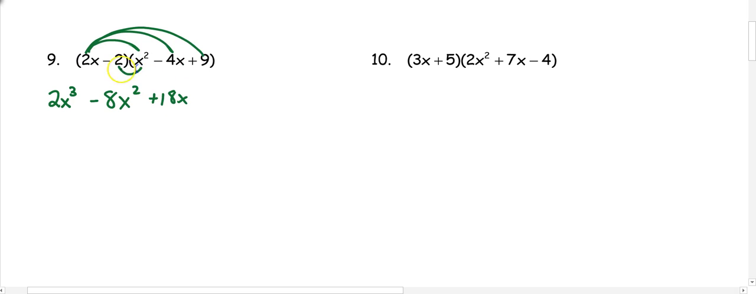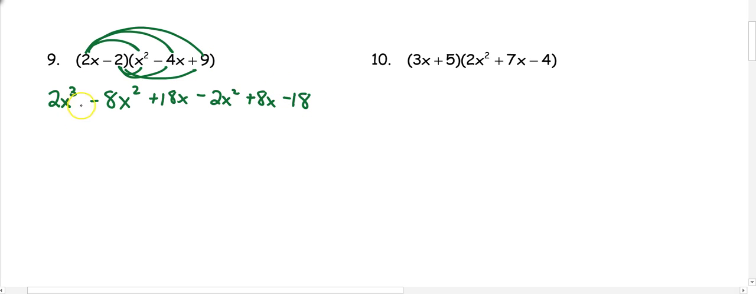Then I'm going to go back and distribute the negative 2 to all 3 terms. So negative 2 times x squared is negative 2x squared. Negative 2 times negative 4x is 8x. And negative 2 times 9 is negative 18.